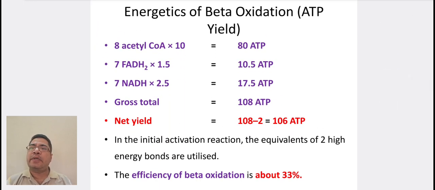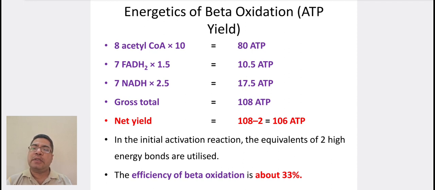8 acetyl CoA into 10 is equal to 80 ATP. 7 FADH2 into 1.5 gives 10.5 ATP. 7 NADH into 2.5 gives 17.5 ATP. The gross total is 108 ATP, and the net yield is 108 minus 2, which is equal to 106 ATP.